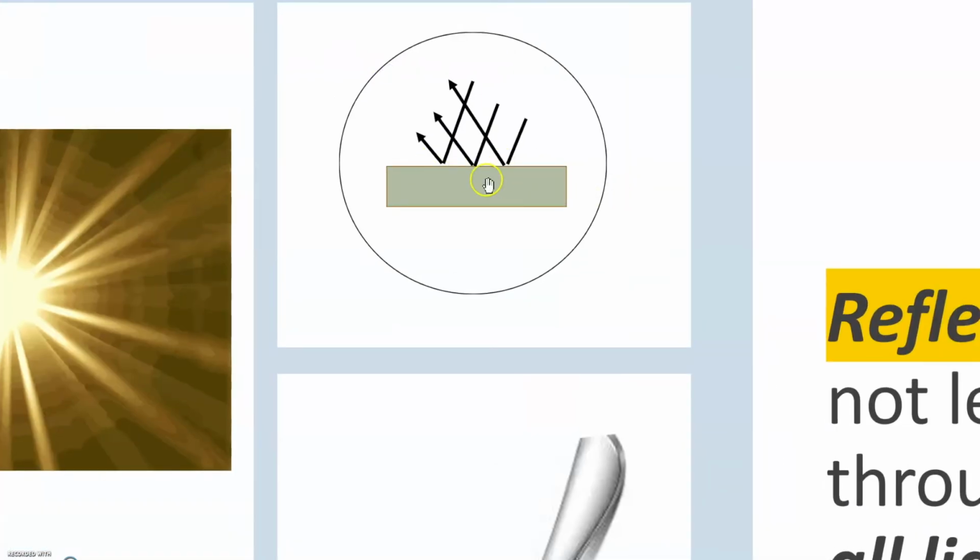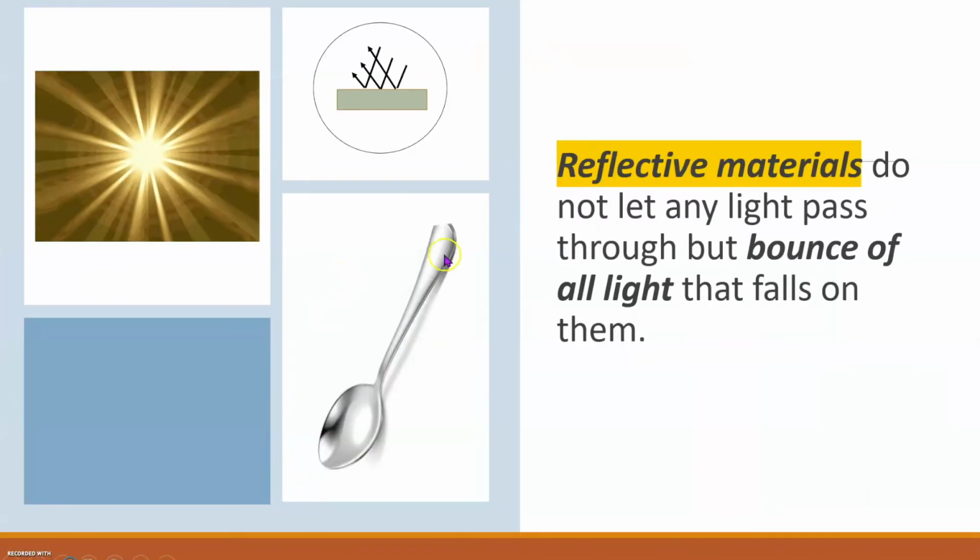Let's see again. This is the surface of a reflective material. As we can see, when the light ray hits the surface, it bounces off. It does not transmit through, but it bounces off. So all the light that strikes a reflective material does not transmit but bounces off. That's why we can see reflection.